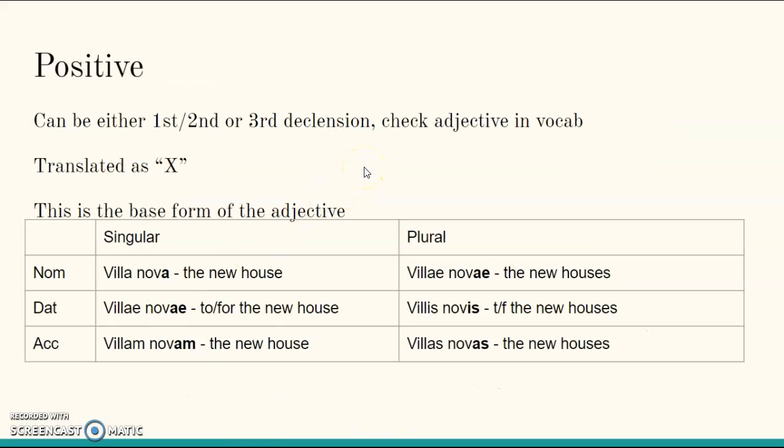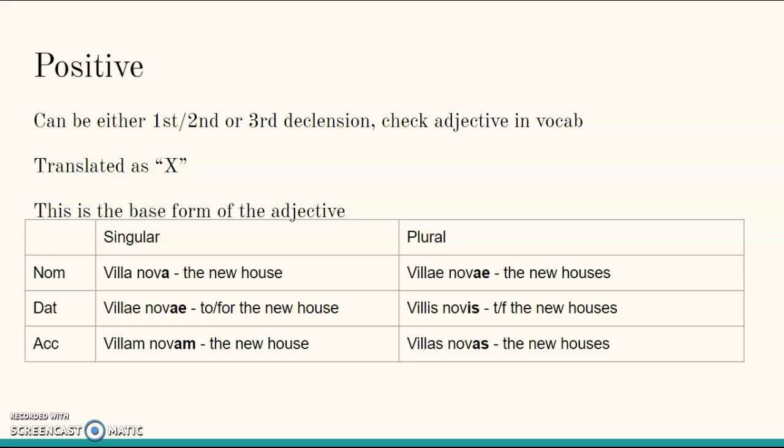So here's an example of a positive degree adjective. We're going to talk about the new house. You may be familiar with the college Villanova if you follow college basketball. That literally just means new house. So let's look at how this phrase changes as we move through the declension, or as we move through the cases.